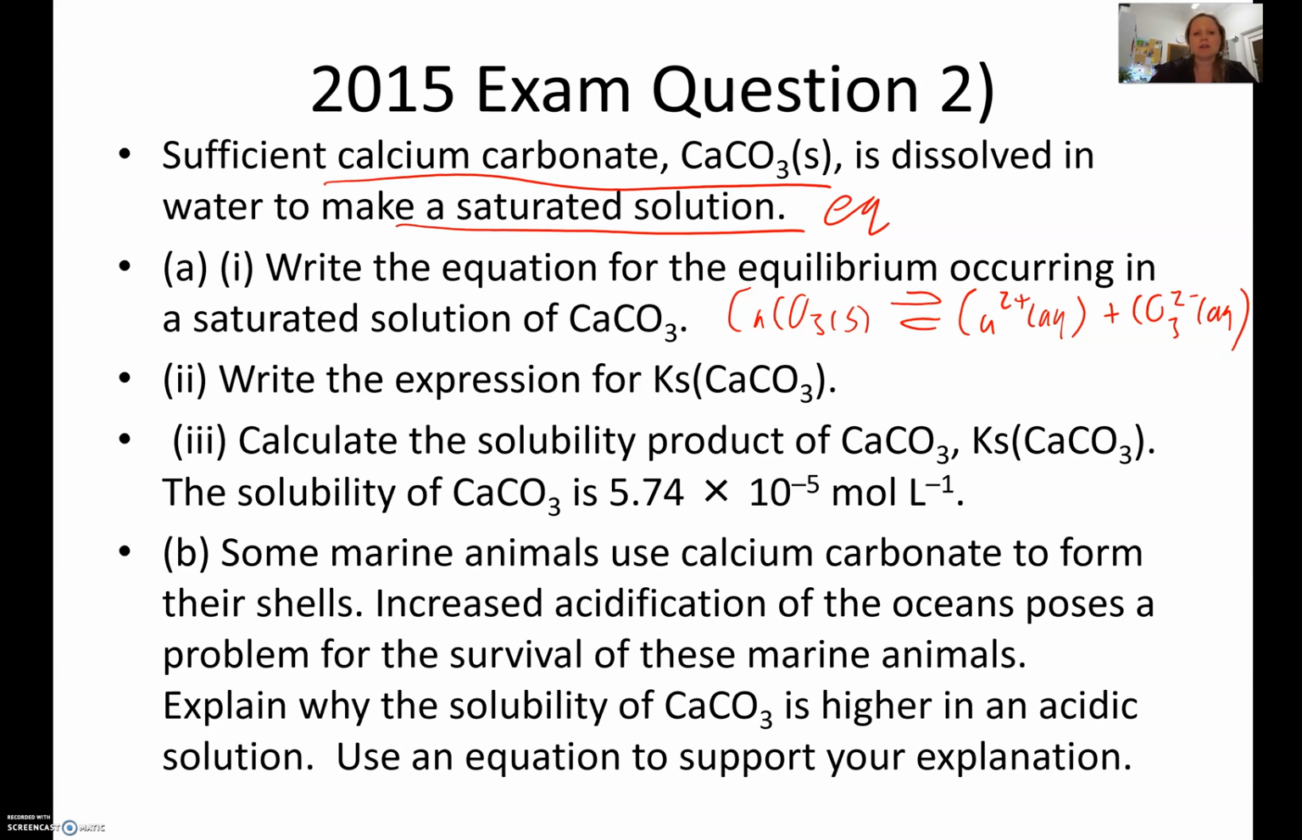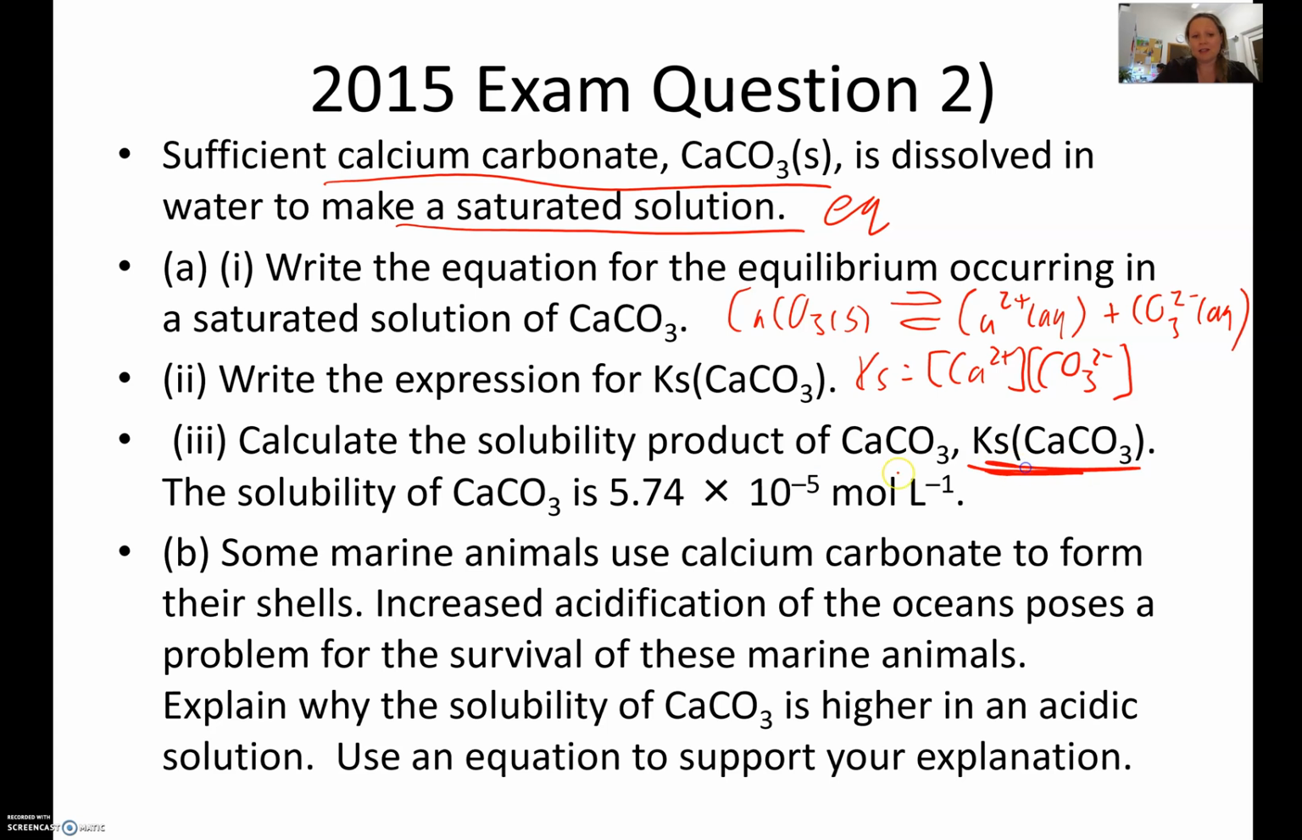The next part is to write a KS expression. So KS equals products divided by reactants, so Ca2+ times CO3 2-, and we don't divide by the reactant calcium carbonate because it's a solid, and solids and liquids are never included in a KS expression because their concentrations don't actually change.